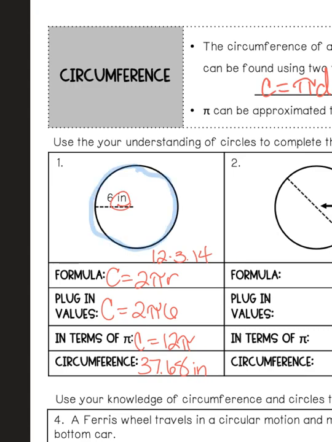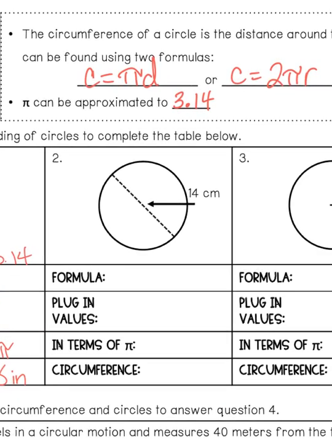All right, let's look at the next example. Number 2, what is it that they gave us right here? That is the diameter. So what formula do you think we should use? We're going to use the formula with diameter. So we're going to do C equals pi times diameter. So that means C equals pi times 14. In terms of pi, we put the coefficient first, so we would say 14 pi.